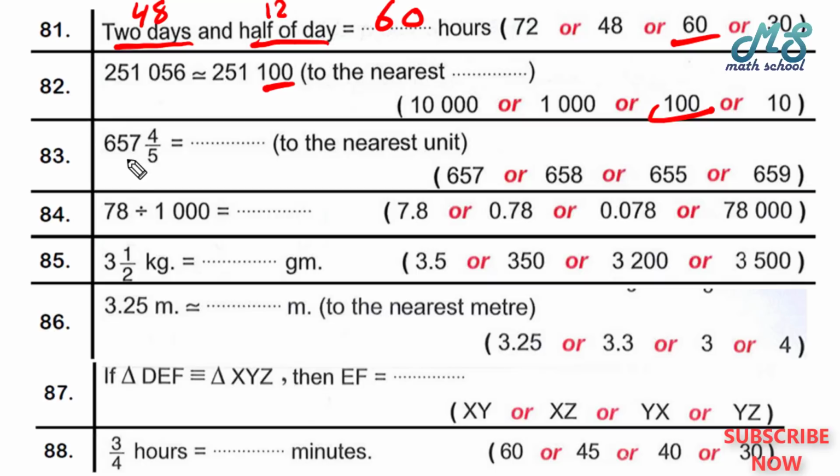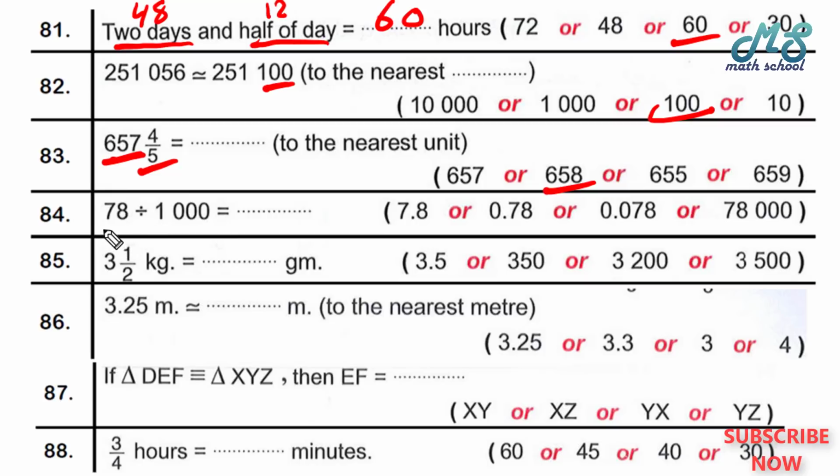657 and 4 over 5, of course this is repeated, to the nearest unit. We took the fraction 4 over 5 and compared it, Mister, with 1/2. It is greater than, so just add 1 to the whole part. 657 plus 1 is 658. So your answer will be 658. Or you can convert the 4 over 5 to a decimal and then do approximating or rounding to the nearest unit.